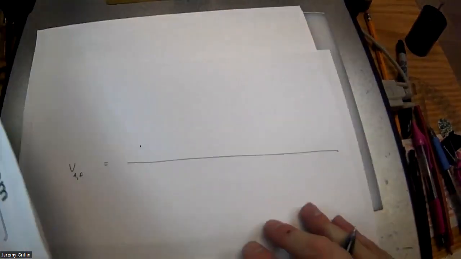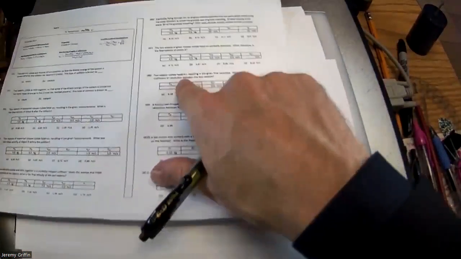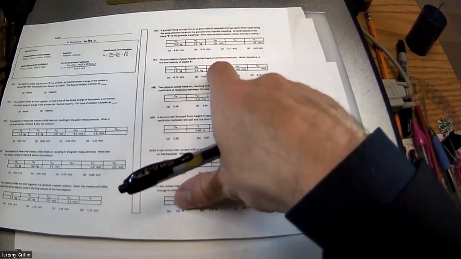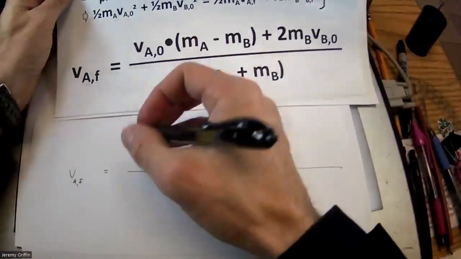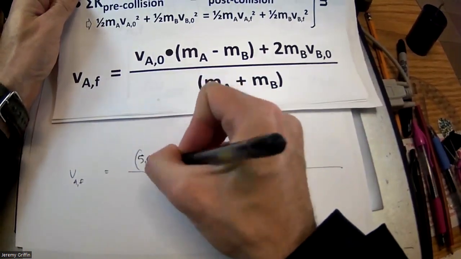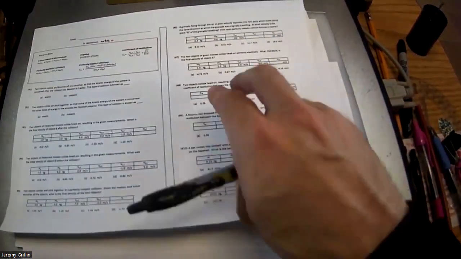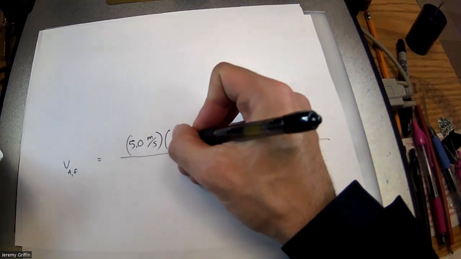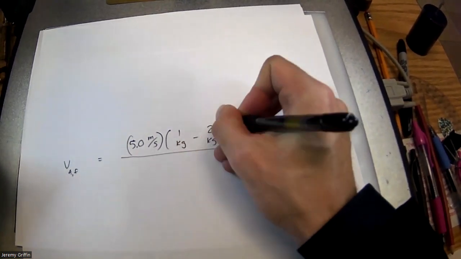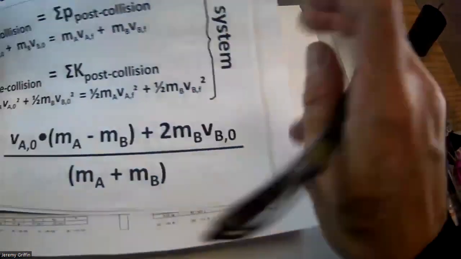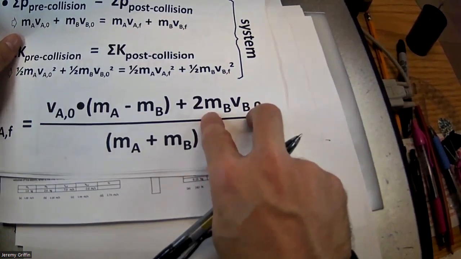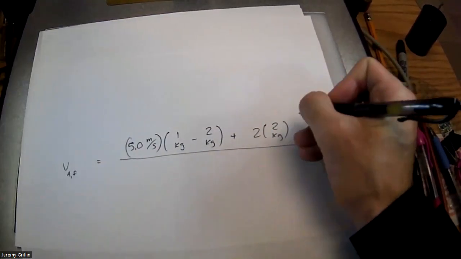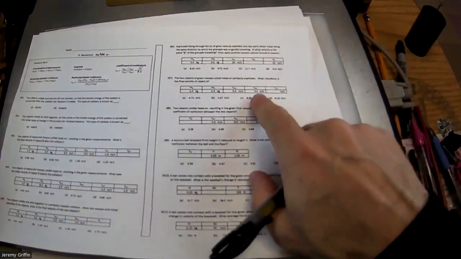So velocity A initial, on my paper I have 5 meters per second. Okay, you guys have something. So 5 meters per second times the difference in masses, mass A minus mass B. So for me, that's 1 kilogram minus 2 kilograms. You guys might have different numbers than I do. Plus 2 times, there's always a 2 here, mass B times velocity B initial. So mass B is 2 kilograms, and velocity B initial, I have as -3 meters per second.